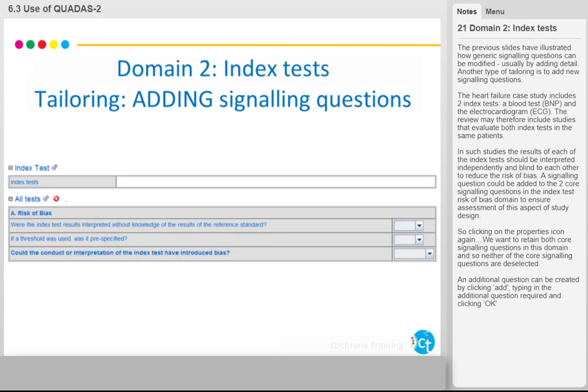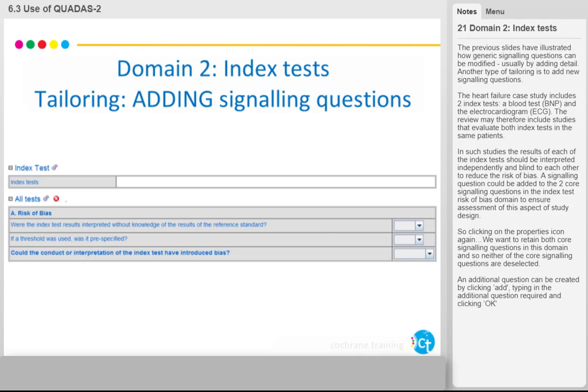The previous slides have illustrated how generic signalling questions can be modified, usually by adding detail. Another type of tailoring is to add new signalling questions. The heart failure case study includes two index tests, a blood test, brain natriuretic peptide, and the electrocardiogram, the ECG. The review may therefore include studies that evaluate both index tests in the same patients. In such studies, the results of each of the index tests should be interpreted independently and blind to each other to reduce the risk of bias.